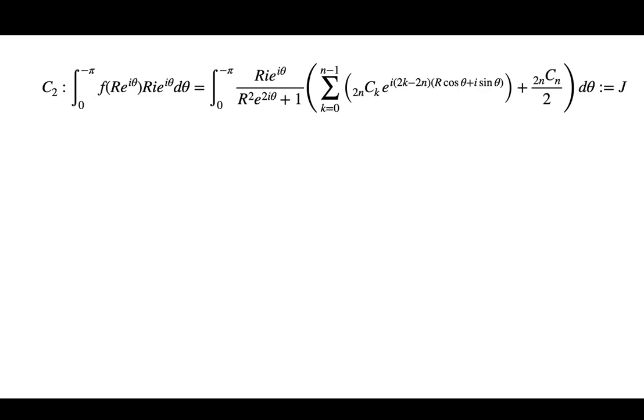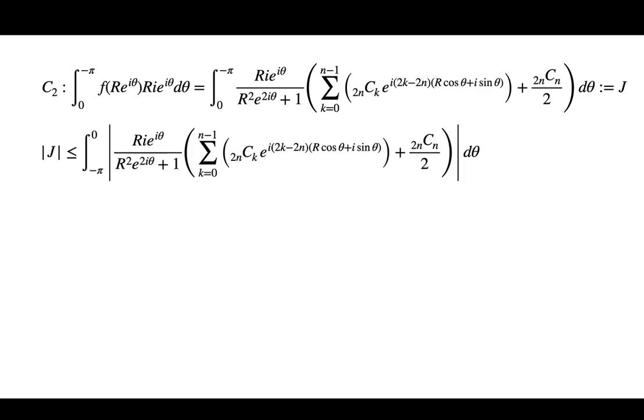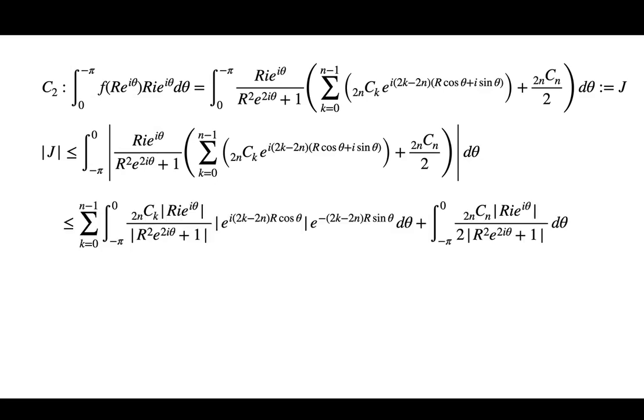We estimate J from above. Using the fact that the absolute value of a sum is bounded by the sum of absolute values, we evaluate each term separately. Since e^(iα) has magnitude 1, the expression simplifies accordingly.